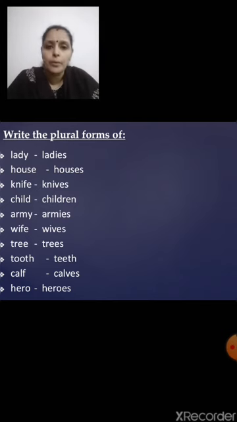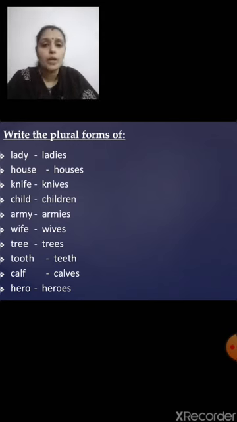H-E-R-O, hero. Last letter is O. Remove the O and add ES. So H-E-R-O-E-S, heroes. Yes, children, understood how we are using the rules that we learned to form the plural of the singular nouns?